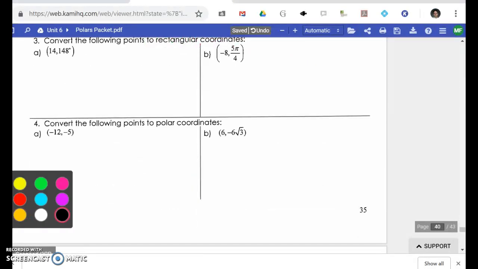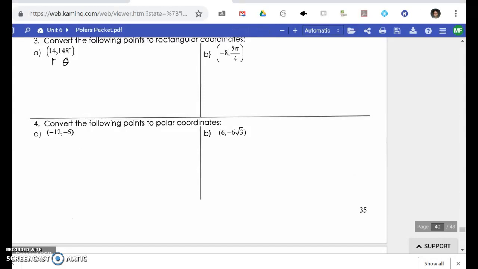So to convert a polar coordinate to rectangular, you need to remember that this is an r, this is a theta, and we can use that x is equal to r cosine theta and y is equal to r sine theta to get the coordinates of our point. So in this case, that would be 14 cosine 148 and 14 sine 148.